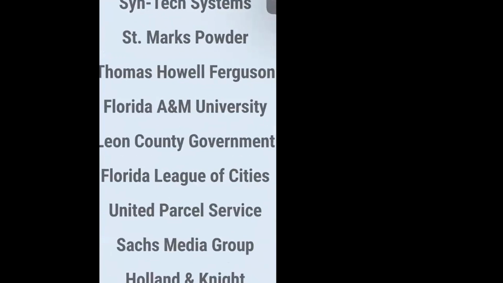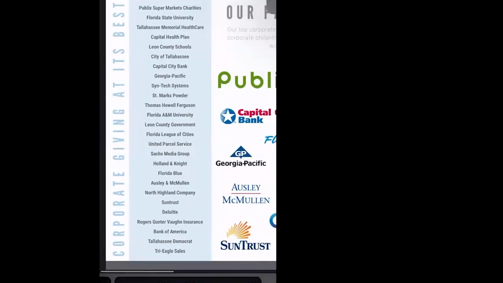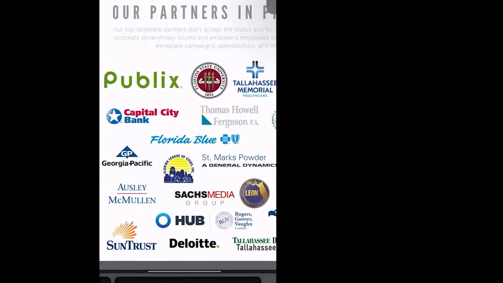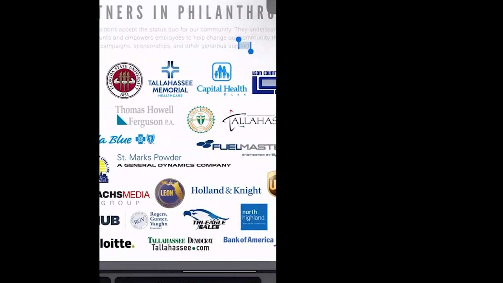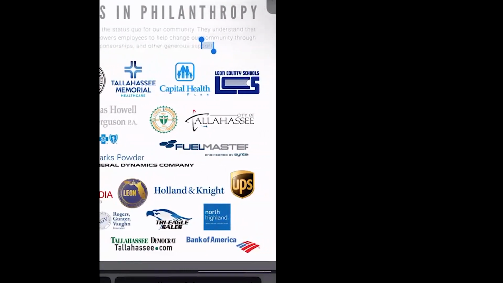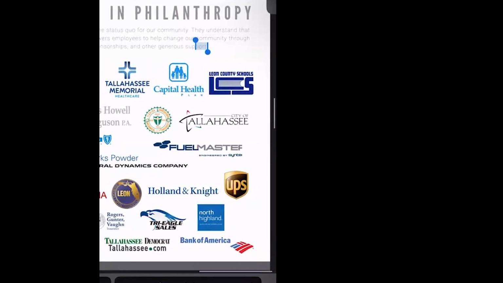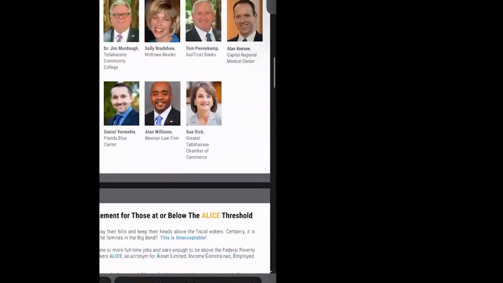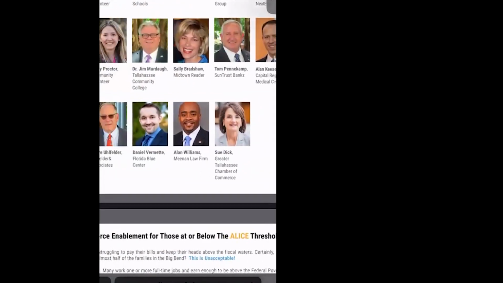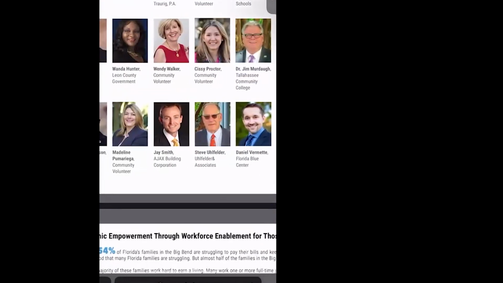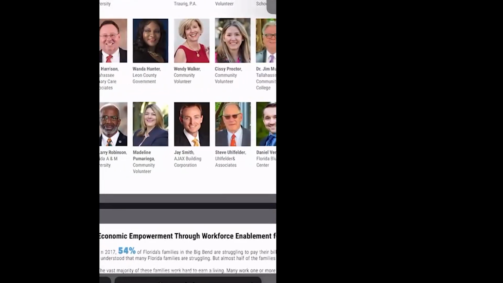Y'all see this magic trick? Yes, I see it. Florida A&M. Every one of them. When your nonprofit gets larger, the reason you have the board members that you have is because of the resources. Florida Blue, my insurance. Every single one of them. Email every one of them.